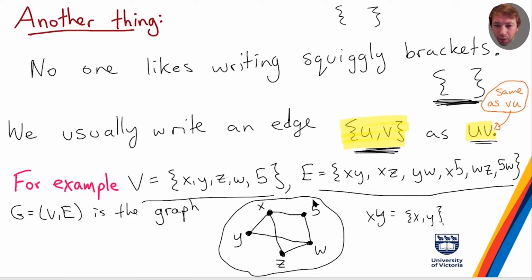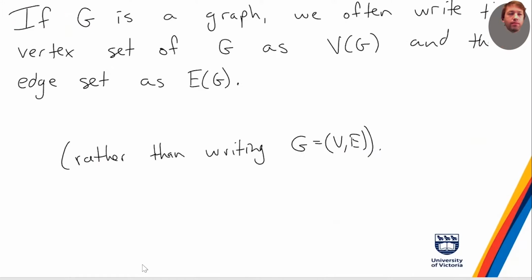You have x is joined to y, x is joined to z, y is joined to w, and so on. So if you prefer, when you talk about an edge between two vertices, let's say u and v, you can just write uv instead of the set containing u and v. Another notational thing is that the way I've defined graphs, you should define V equals something, E equals something, and write G equals the pair (V, E). Often it's more convenient to just define a graph G and then refer to the vertex set of G.